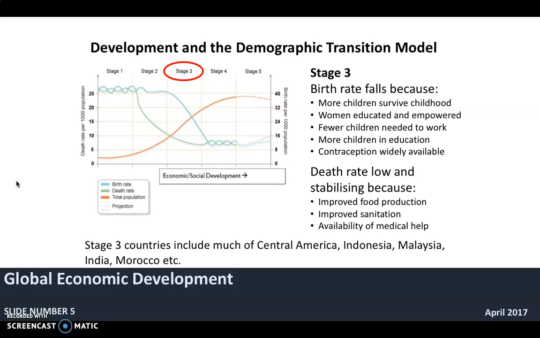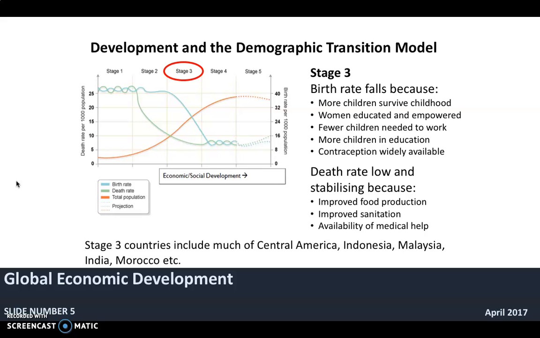Contraception becomes more readily available, and so people are making more choices again about when to have children. Children are no longer needed to work as well, and so there is less of a need to have children. Death rate again continues to drop because food production becomes very stable, sanitation continues to improve, and you're also going to have things like improved medical help. And there your population, you can see, is really rapidly increasing.